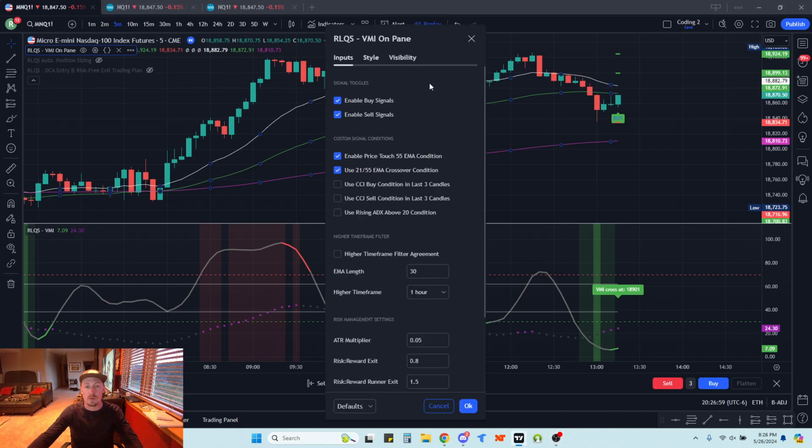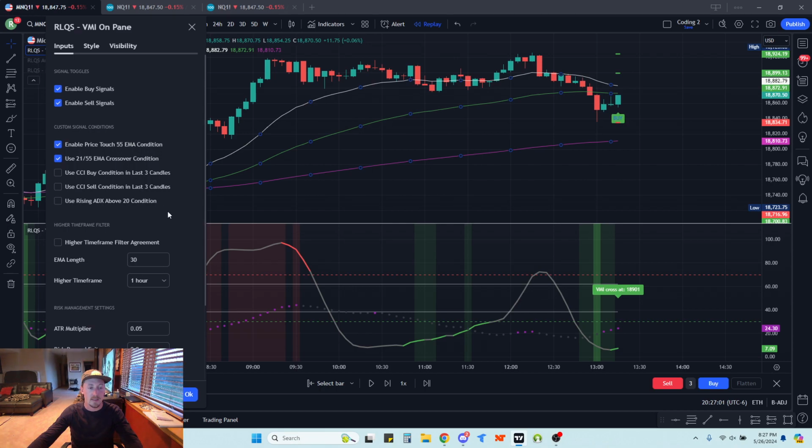So essentially I'll just go over the settings I have on here. Enable buy and sell signals, of course, so we can see the labels. Enable price touch 55 EMA, so price has touched the 55 EMA, which is good. Our 21 and 55 EMA are also crossed up. These other ones are optional if you decide.